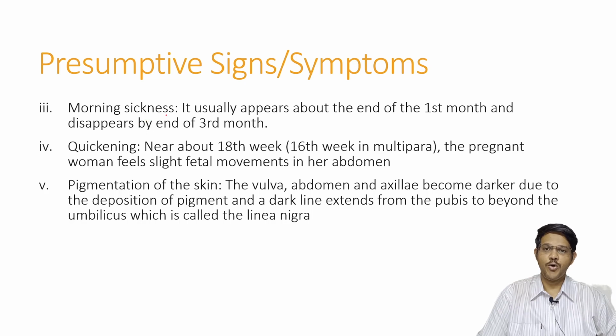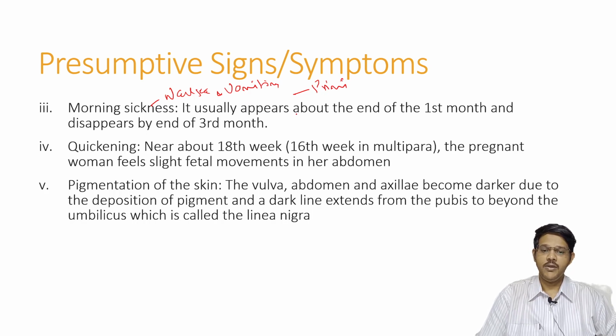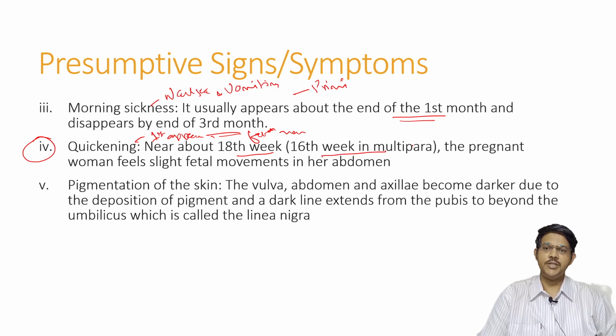Next presumptive sign is morning sickness, which is nausea and vomiting in the early morning. Suddenly when she wakes up there is nausea and there may be episodes of vomiting. It usually appears at the end of the first month and disappears at the end of the third month. Quickening is the first appreciation of fetal movement. It is seen around the 18th week, and may be seen earlier in multigravidas since she is experienced and can appreciate fetal movements earlier. The pregnant woman feels slight fetal movements in her abdomen at around the 18th week of pregnancy.